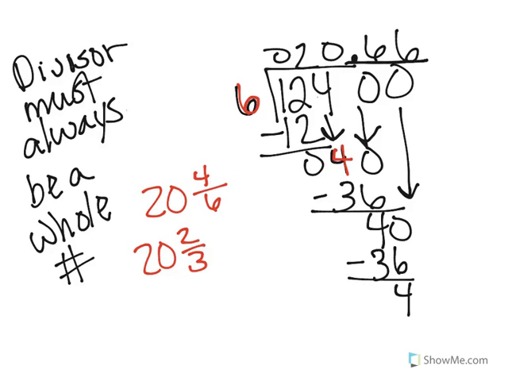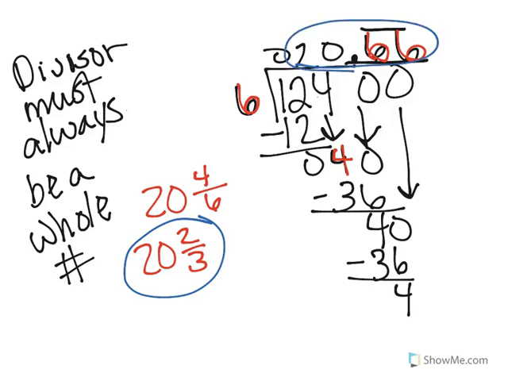When I have a pattern that goes on forever, it's called a repeating decimal, and I put a bar above it to signify that there's a pattern that goes on forever. Now this right here, 0.66666, when it goes on forever, is equivalent to 20 2/3. All right, well, there's another example.